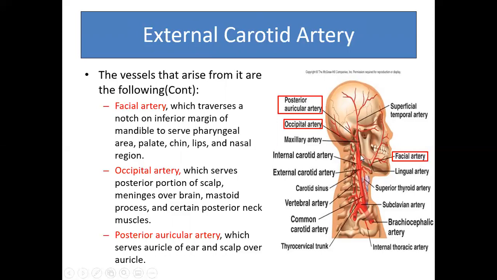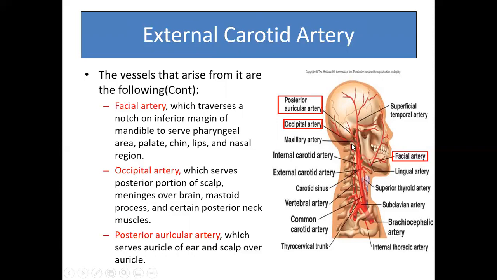And we also have the facial artery. This is the facial artery, and it traverses a notch on the inferior margin of the mandible. So this is the mandible. This is the inferior margin of the mandible, and it supplies the pharyngeal area, the palate, the chin, the lips, and also the nasal region.